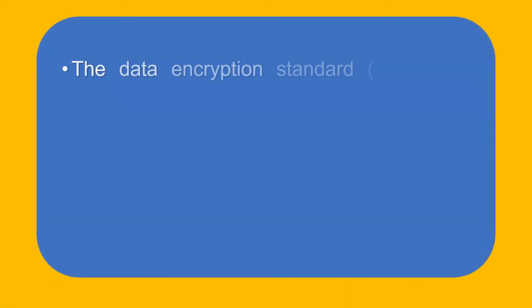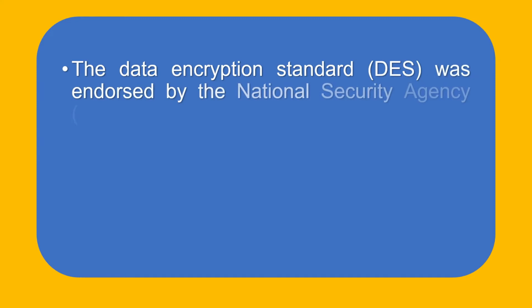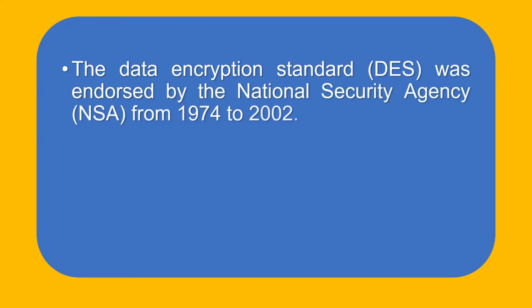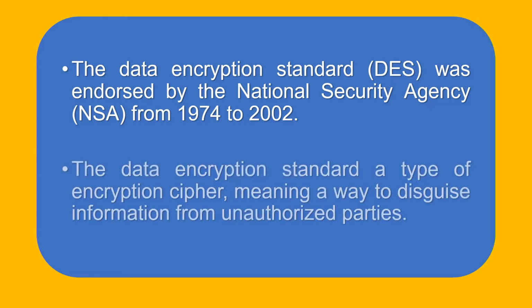The Data Encryption Standard, DES, was endorsed by the National Security Agency, NSA, from 1974 to 2002. For around 30 years, the DES algorithm ruled the cryptography world as the go-to encryption algorithm. The Data Encryption Standard is a type of encryption cipher, meaning a way to disguise information from unauthorized parties.